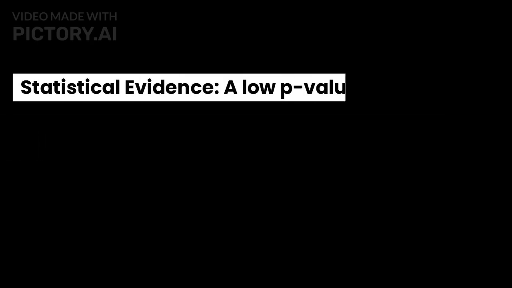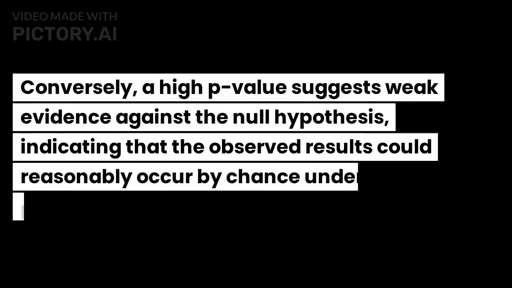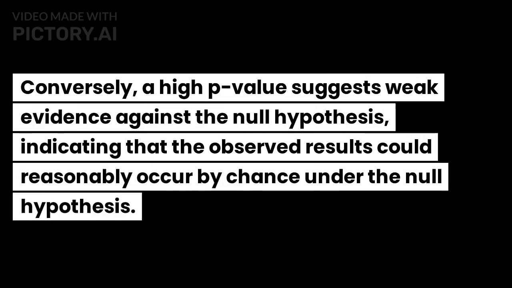3. Statistical evidence. A low p-value, e.g., less than 0.05, indicates that there is strong evidence against the null hypothesis and provides support for the alternative hypothesis. Conversely, a high p-value suggests weak evidence against the null hypothesis, indicating that the observed results could reasonably occur by chance under the null hypothesis.